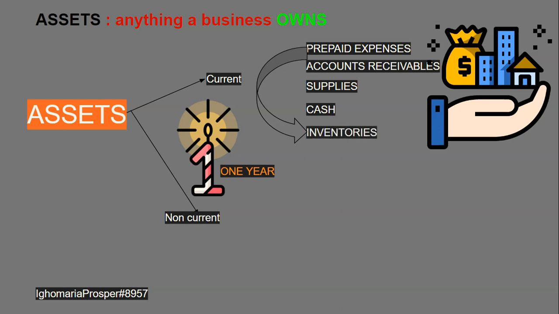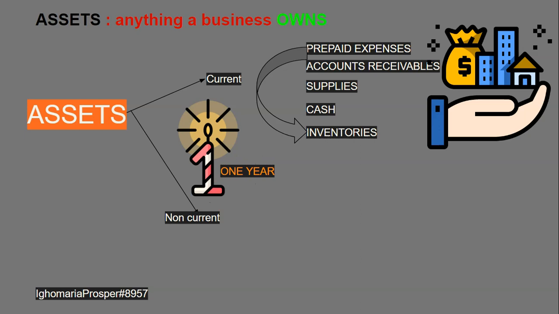Things like we have inventory. So inventory is basically the goods we have in stock. Probably you are into the business of selling things, and the things that are remaining in your store that you could count and say, okay, I still have this left. That is what we call inventories.